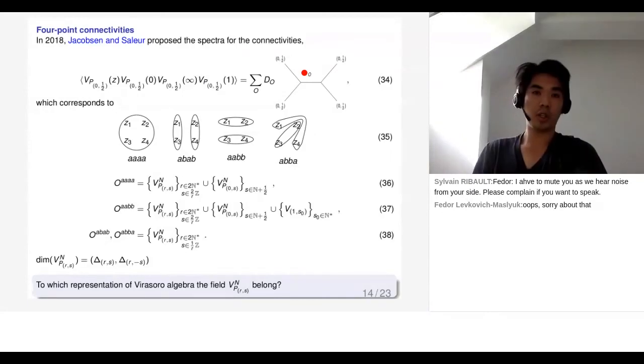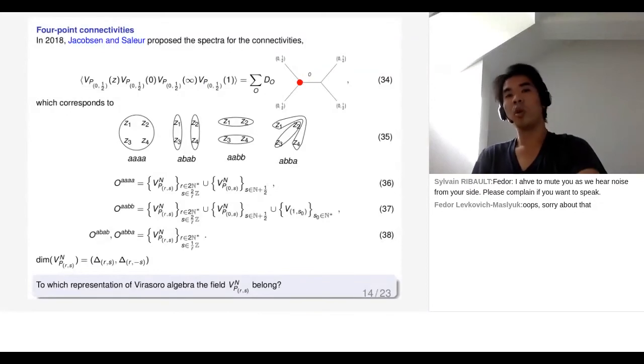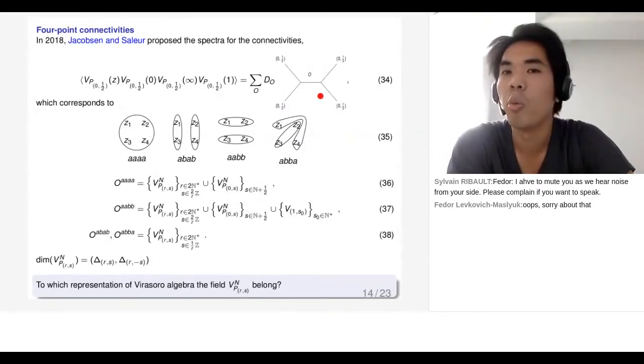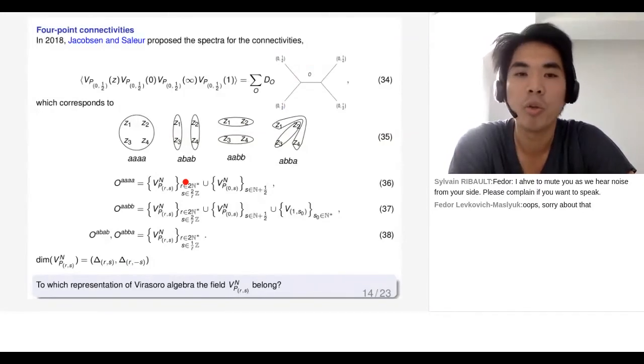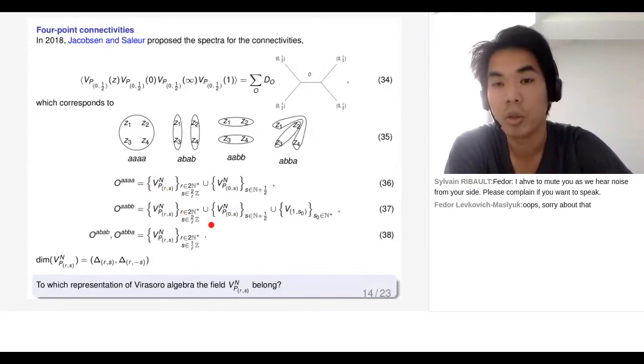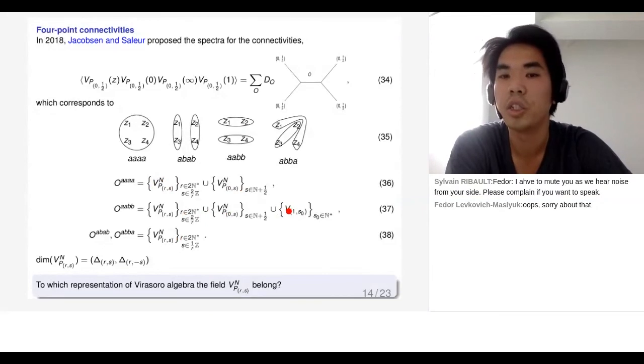And a few years ago, Jacobsen and Saleur proposed the spectra for this decomposition. Or more precisely, they proposed these 4 spectra for 4 different types of connectivities here. However, to compute the conformal blocks in this decomposition, we need to know the representation of the Virasoro algebra to which each field in the spectra belongs. For instance, the proposal tells us that this V_1, S_0 here is diagonal and a degenerate field, so it just belongs to the Verma modules.